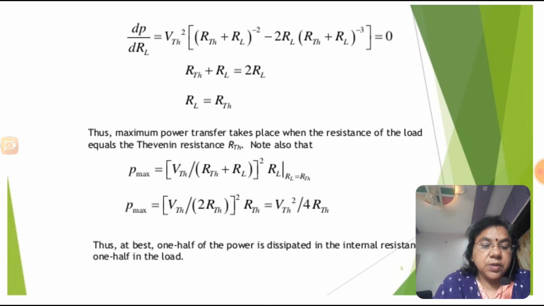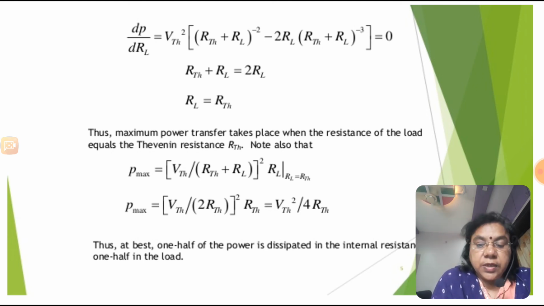Now what happens? Since VTH is not equal to 0, (RL plus RTH) square will be equal to 2RL into (RL plus RTH). So RL plus RTH is equal to 2RL. Do you get this? Now RL is equal to RTH. So thus maximum power transfer takes place when the resistance of the load equals the Thevenin resistance RTH.